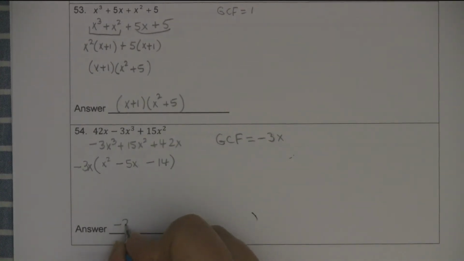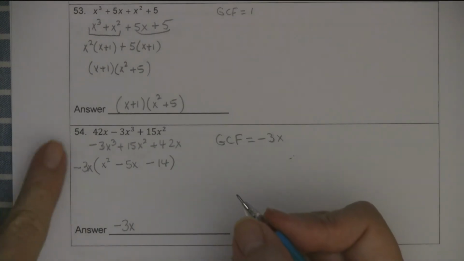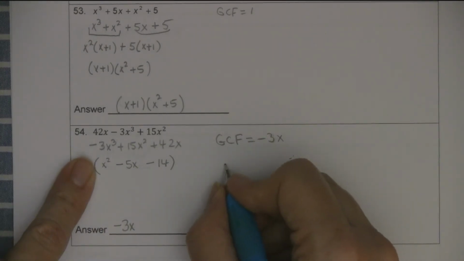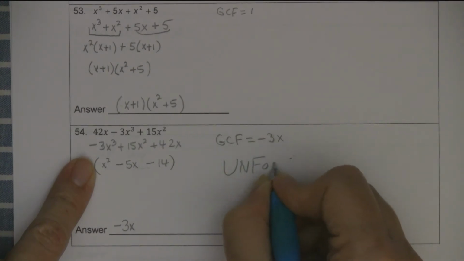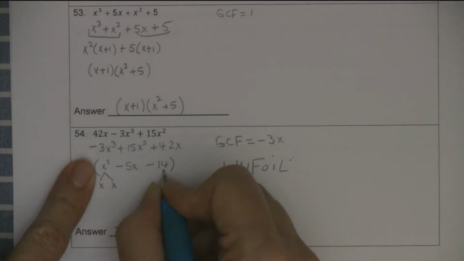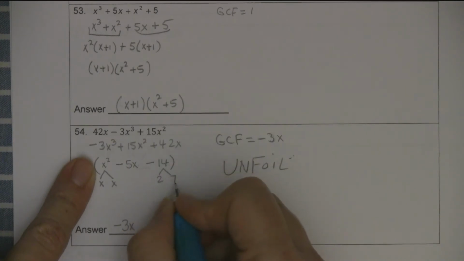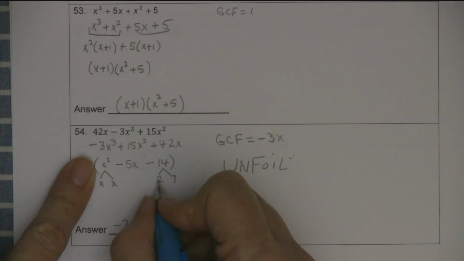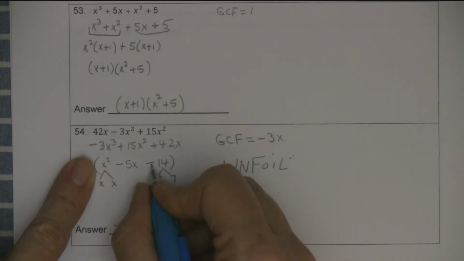The monomial's done, and I'm going to put it on the don't forget me line, right? It's my answer line, and then I'm going to ignore it. And then this is still a trinomial, and on a trinomial, you use unfoil, right? So I'm going to try to unfoil it, x times x, and so I'm thinking of things that multiply together to give 14, like 2 and 7, and I want it to be negative, so this means one of them has to be positive and one of them has to be negative to make a result that's negative.